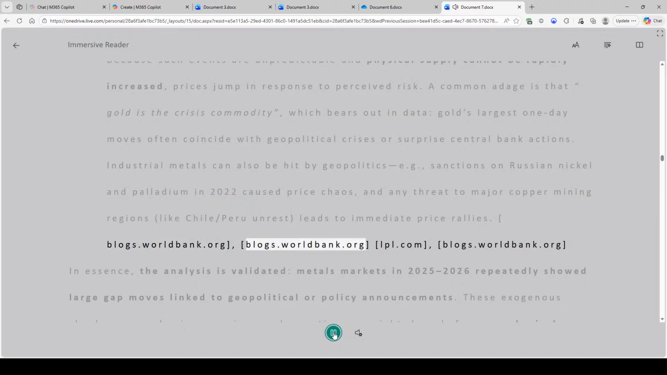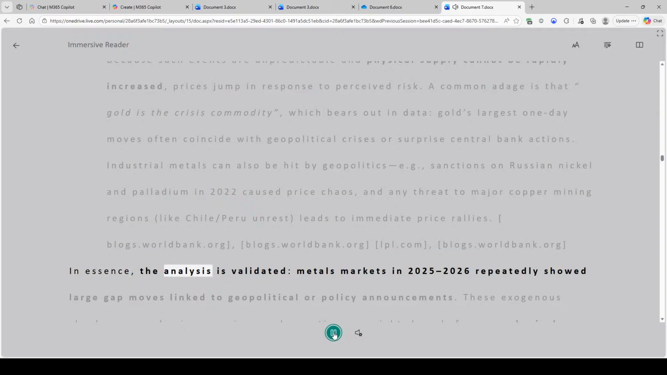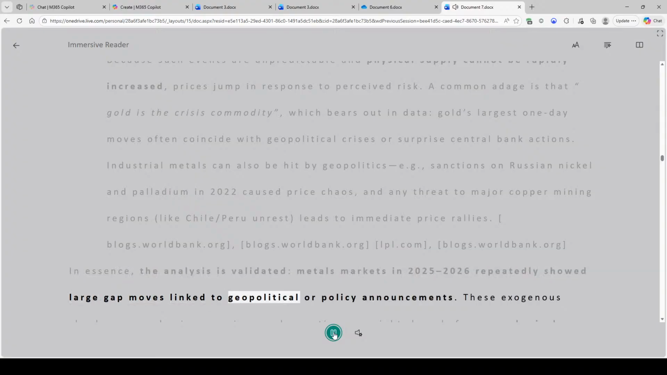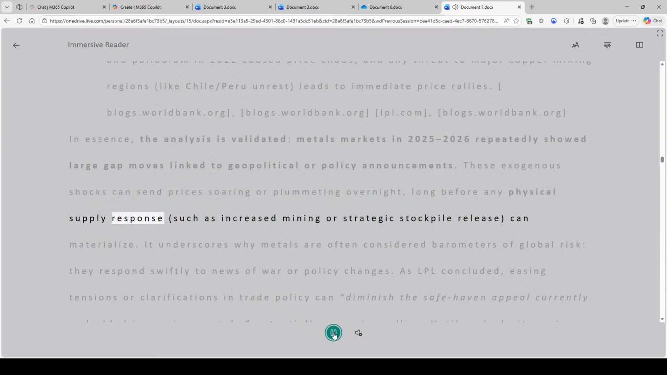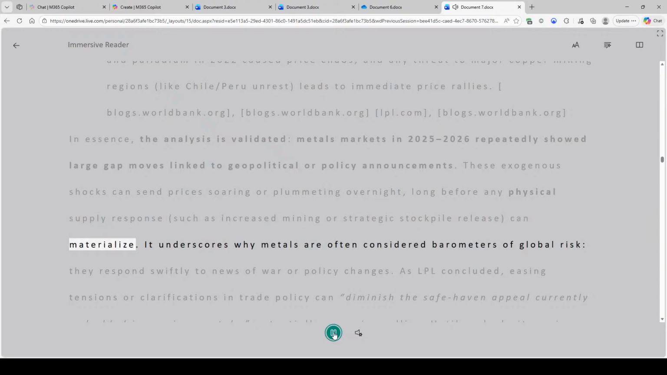In essence, the analysis is validated. Metals markets in 2025 to 2026 repeatedly showed large gap moves linked to geopolitical or policy announcements. These exogenous shocks can send prices soaring or plummeting overnight, long before any physical supply response, such as increased mining or strategic stockpile release, can materialize.